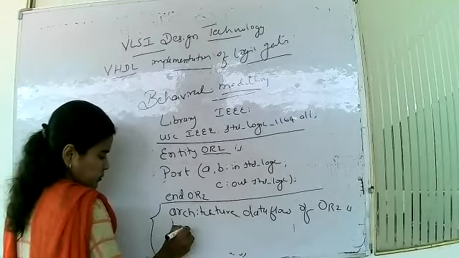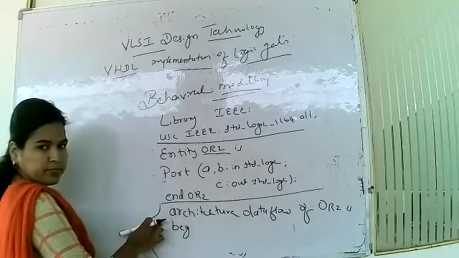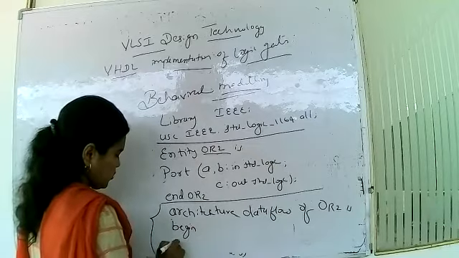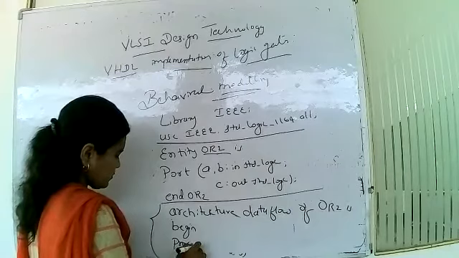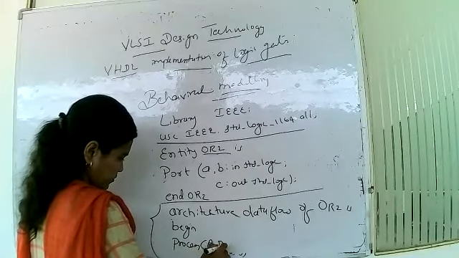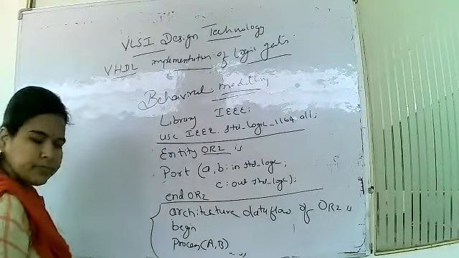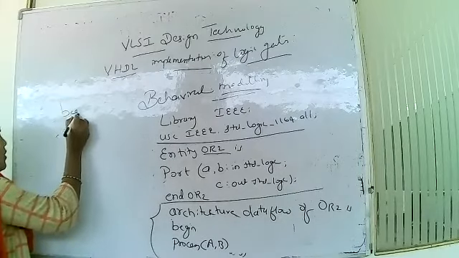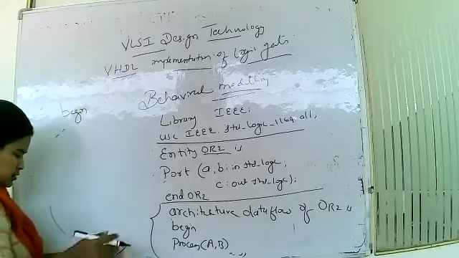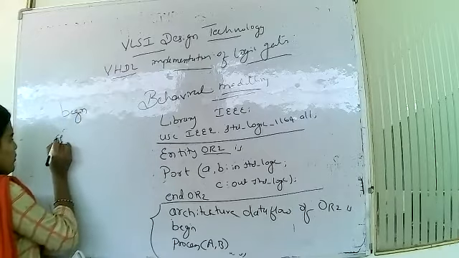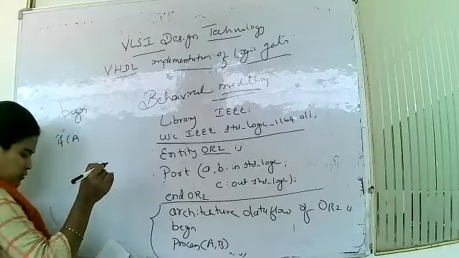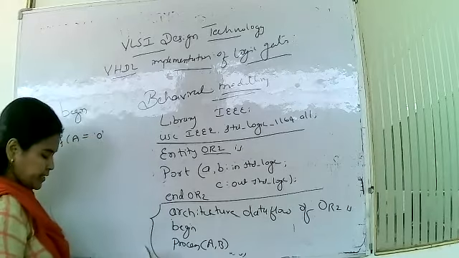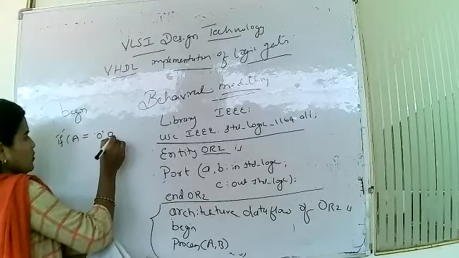So what to write for the architecture for the behavioral modeling is: architecture, begin. So everything is same. Begin, process (A, B). Next, begin. Then, if. Here we have to write all the conditions in the behavioral modeling. A is equal to 0.